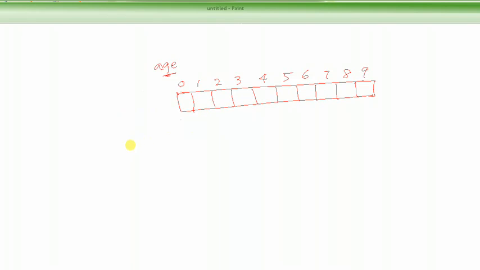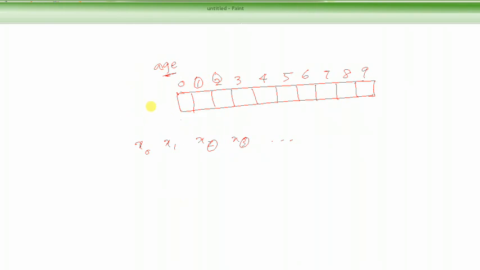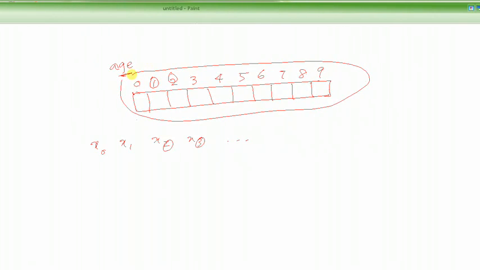It's very much like in algebra. You may have used x0, x1, x2, x3. Think of these as subscripts. These are subscripts of this array. This whole thing is called an array.